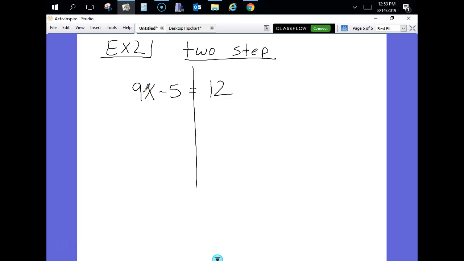Well, adding and subtracting is easier to do first, so I would just do adding and subtracting first. Okay? So you're right. To get rid of the 5, we're going to add it on both sides. This goes away, right? Bring down your 9x. Bring down your equals. 12 and 5 makes 17.